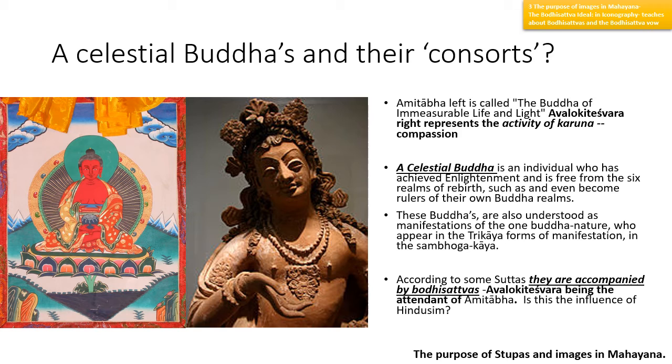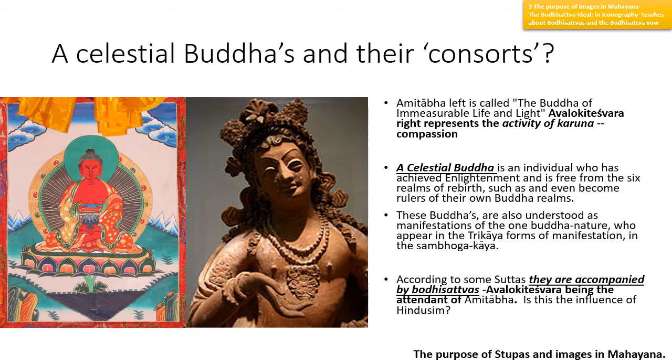Look at some of these examples here. A celestial Buddha. Look at these two celestial Buddhas and their consorts. On the left is Amitabha, the Buddha of immeasurable light. That's the Pure Land Buddha. Next in the statue is Avalokiteshvara, representing the activity of karuna or compassion. Now often Amitabha, the heavenly Buddha, is flanked with Avalokiteshvara as one of his consorts, one of his helpers, as it were.